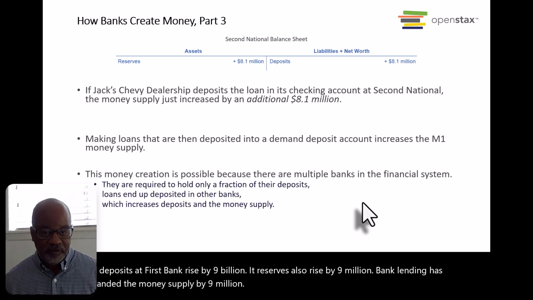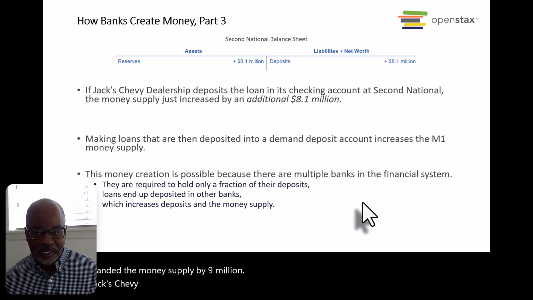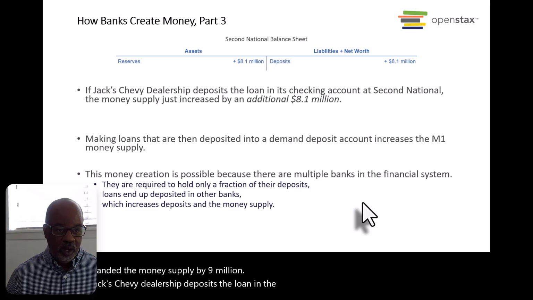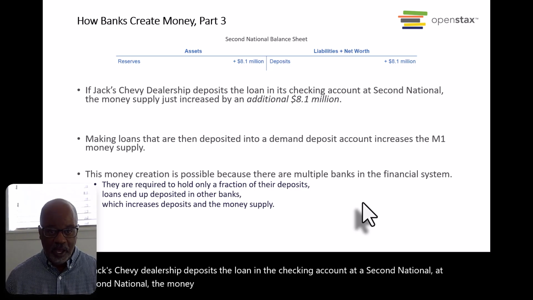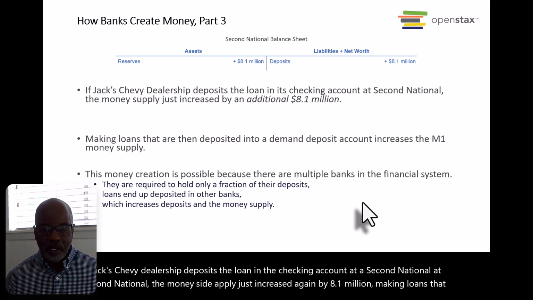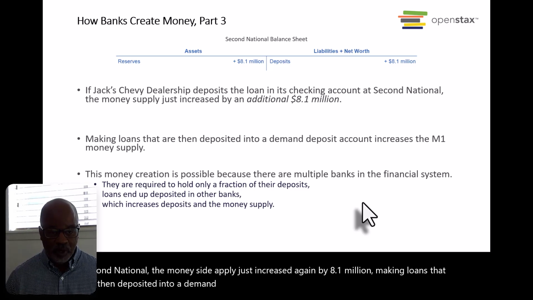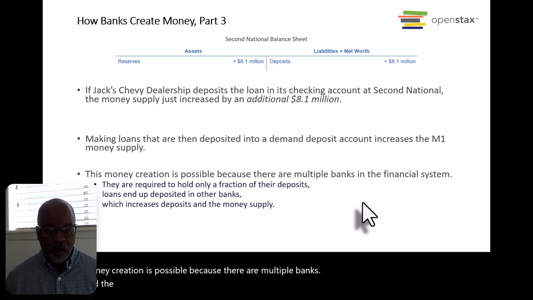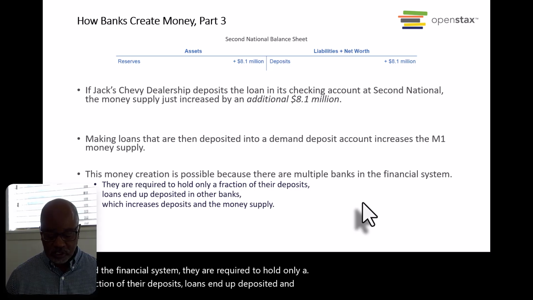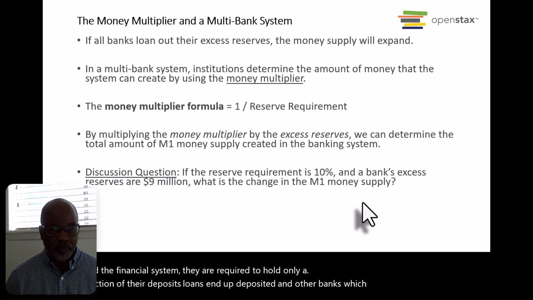If Jack's Chevy dealership deposits the loan in the checking account at Second National, the money supply just increased again by 8.1 million. Making loans that are then deposited into a demand deposit account increases the M1 money supply. This money creation is possible because there are multiple banks in the financial system. They are required to hold only a fraction of their deposits. Loans end up deposited in other banks, which increases deposits and also increases the money supply.